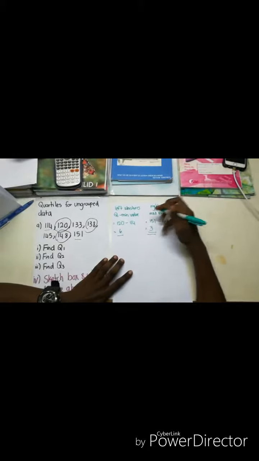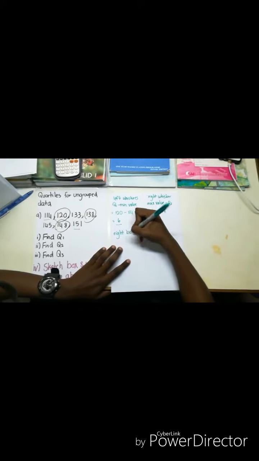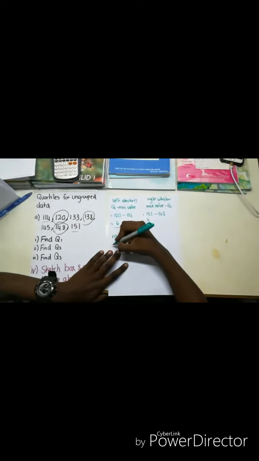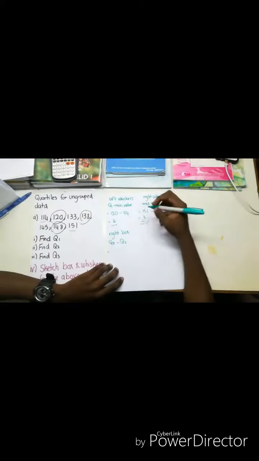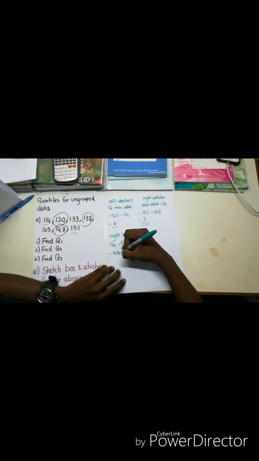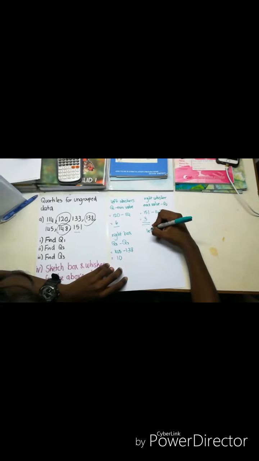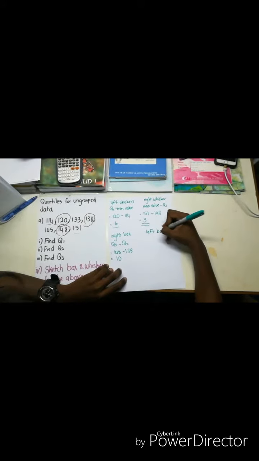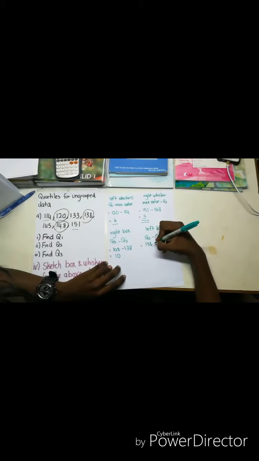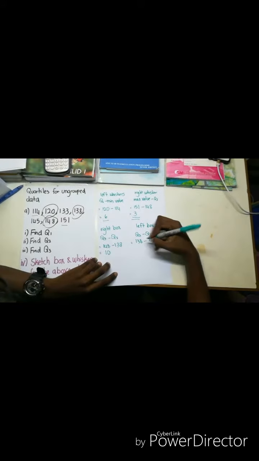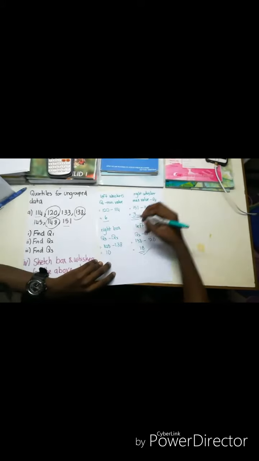Okay, now for the box, for the right box, Q3 minus Q2. So the value is 148 minus 138, which equals 10. For the left box, Q2 minus Q1, 138 minus 120, so we get 18. So we know this one is longer than the right box.